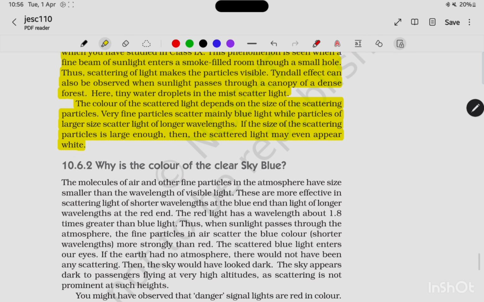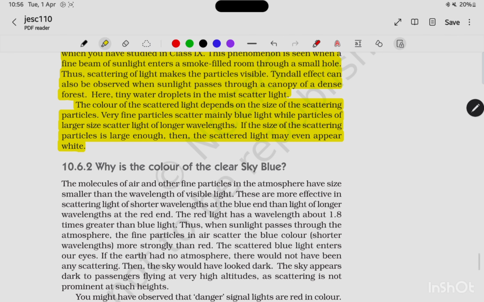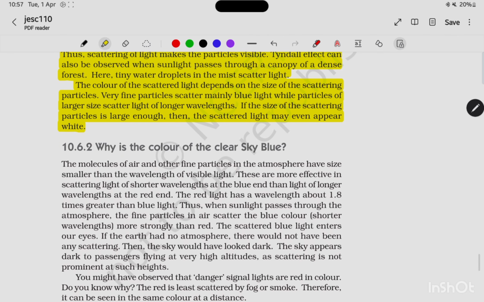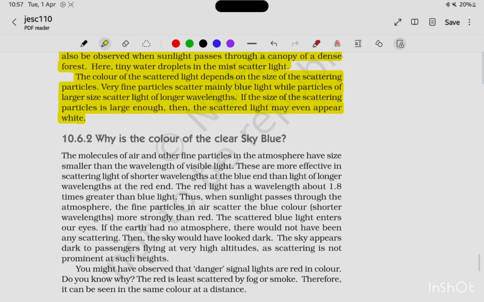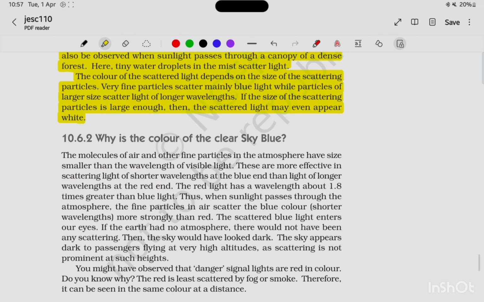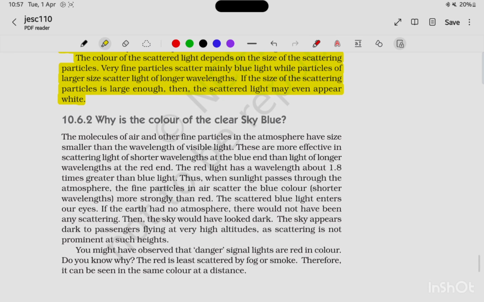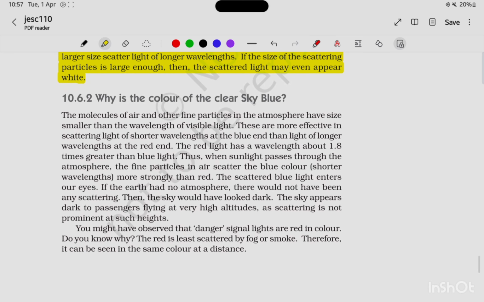The color of scattered light depends on the size of the scattering particles. Very fine particles scatter mainly blue light, while particles of larger size scatter light of longer wavelengths. If the size of the scattering particles is large enough, then the scattered light may even appear white. Now, before I continue, I would like to say that violet has the least wavelength while red has the longest wavelength. And if the wavelength increases, then the bending also decreases.